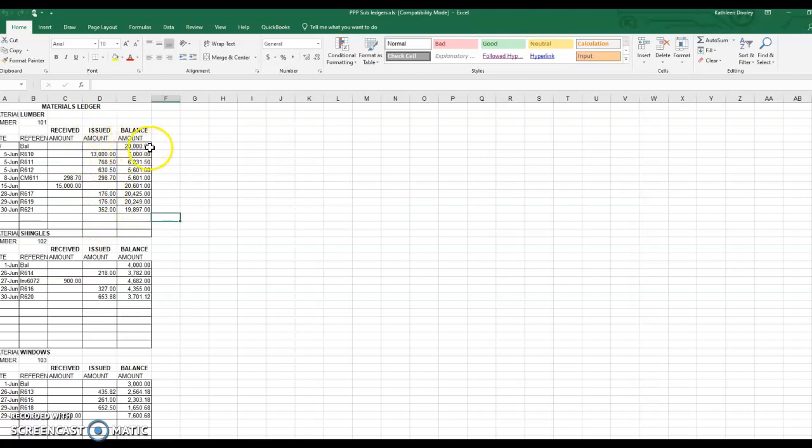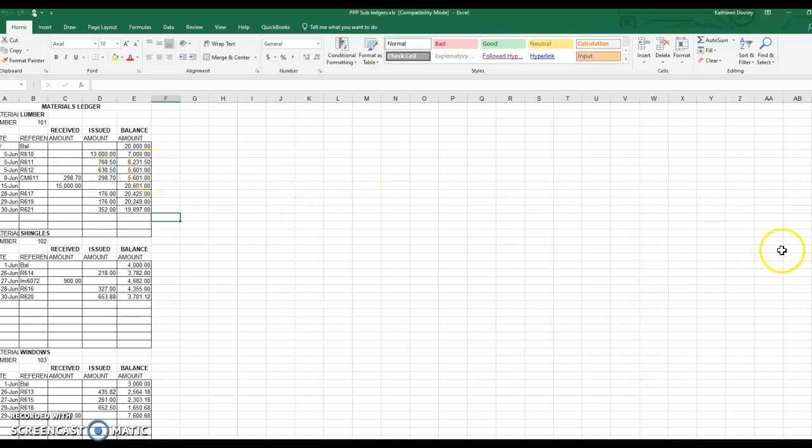We originally had 20,000 of lumber. When we issued it out, that means it's gone. So we have to subtract that 13,000. Our balance is that we only have 7,000 left. Then on the same day, June the 5th, requisition 611, we had 768.50 issued. So that has to be subtracted. That gives us 6,231.50 in the balance. And then also on June the 5th, on requisition 612, we had 630.50 issued, and that brought us down to 5,601 for lumber.